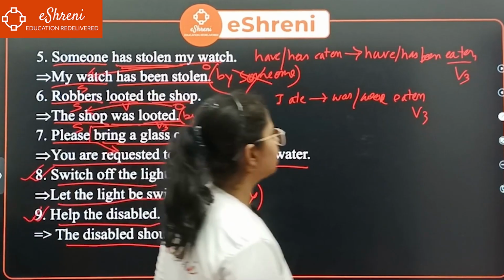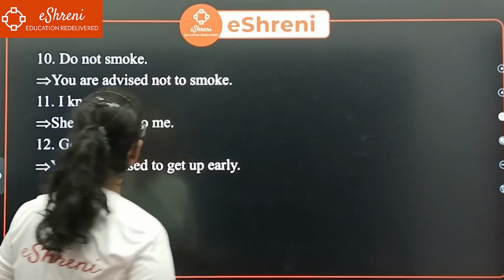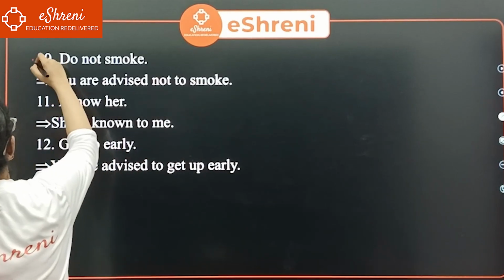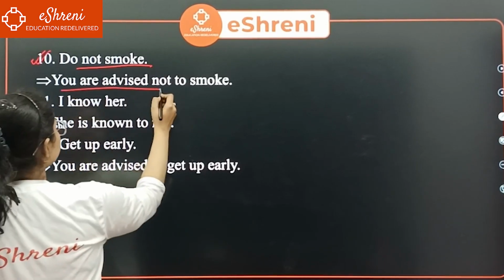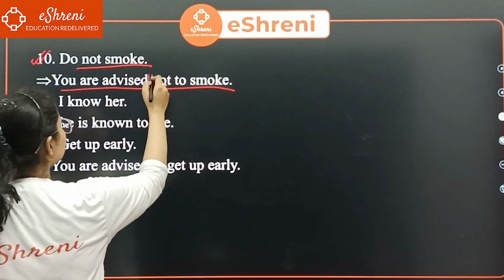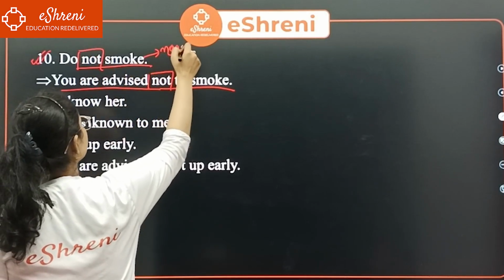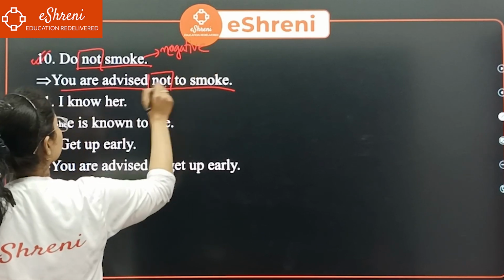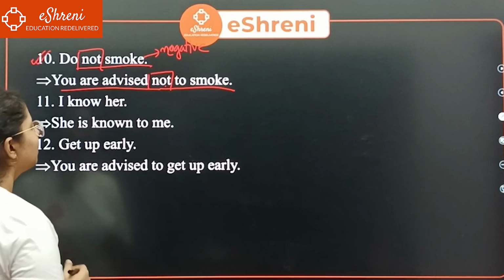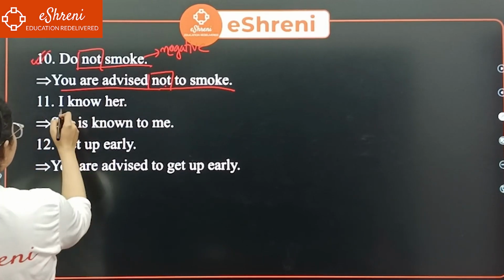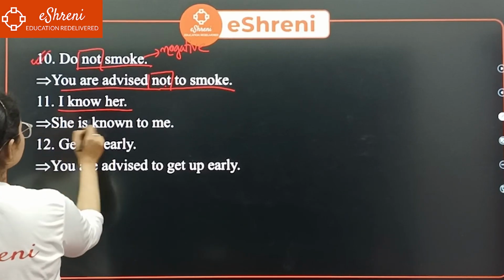So as you can see, they all have the same structure. Next, do not smoke. This is an imperative sentence, a kind of advice that you should not smoke. So we can put you are advised not to smoke. Not is not equal to do, because do not has come, it's a negative sentence. Because it's a negative sentence, not has come here. If there were do smoke, you are advised to smoke, which will not be a correct sentence.